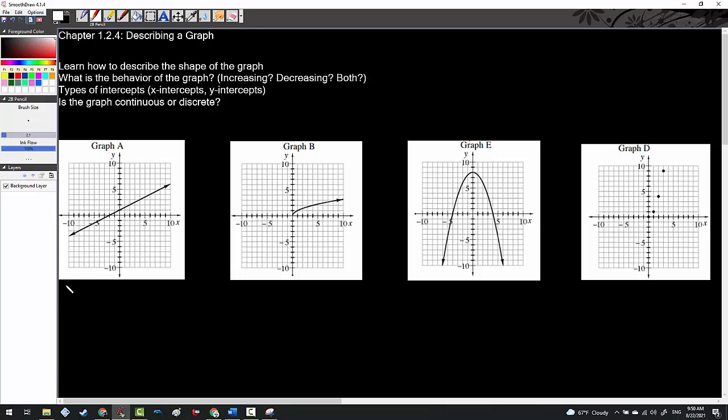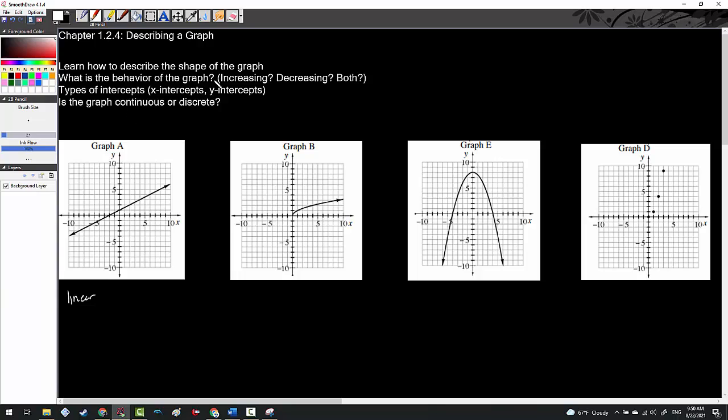In this case, the shape of graph A would be definitely linear, because it just grows in a line. I don't really see any other way you could describe this, but you could say linear with a y-intercept of 1, but we'll get there when we talk about y-intercepts.